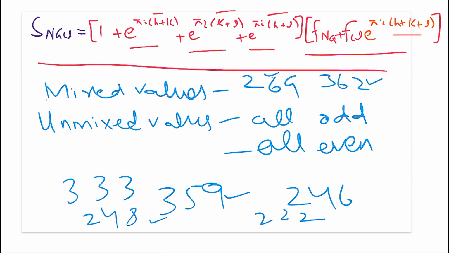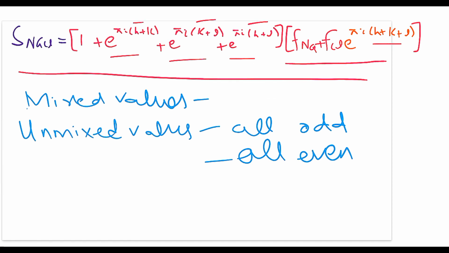We categorize it like that because it's similar to the FCC structure, and in FCC we got a similar kind of result. So we have two scenarios: either unmixed values or mixed values. Let's see why that matters. We can see that we have H plus K, K plus L, and H plus L. Now let's suppose that we have all odd values, with 3 3 3 being the simplest case.